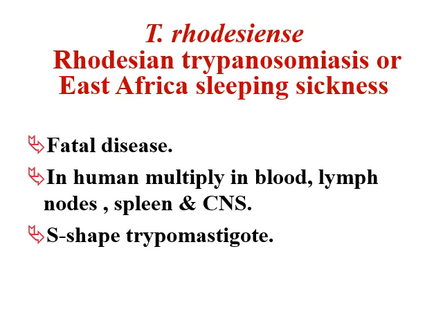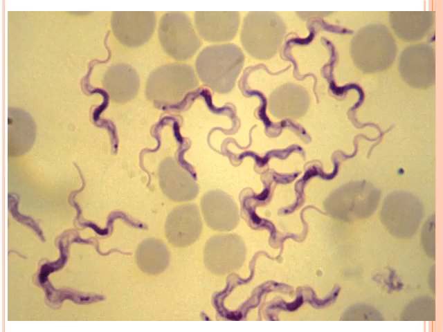We have the main stages. It is the S-shaped trypomastigote. Also, we have the epimastigote, a transit stage in the vector. The S-type trypomastigote is present between the cells of blood, lymph node, and finally in the central nervous system.